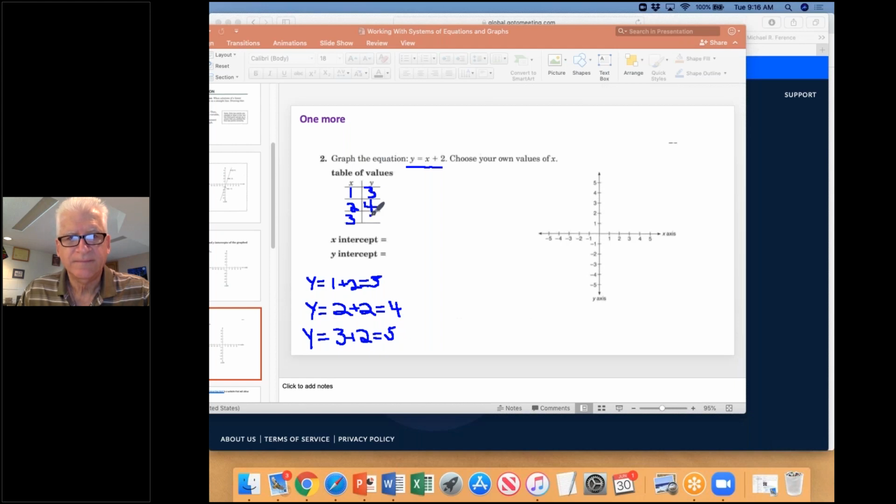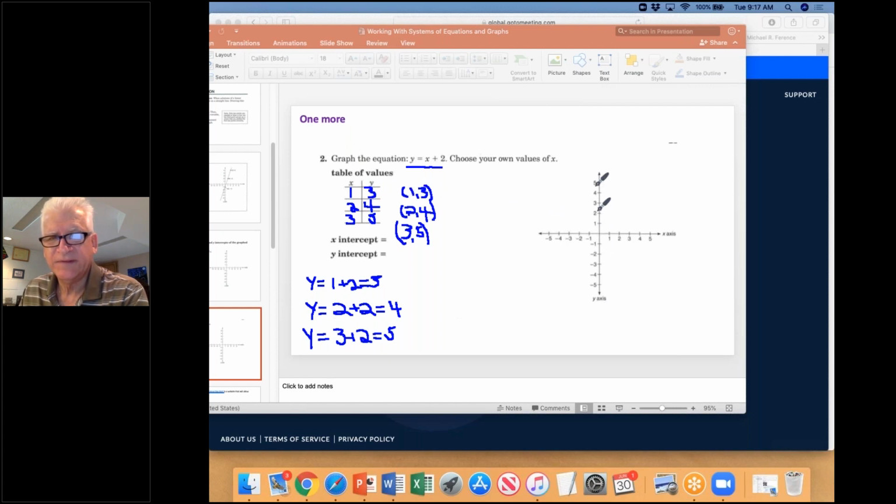Plug the 5 in here. Now you see I have 3 sets of ordered pairs, or points, for the plot: 1, 3, where 1 is the x value and 3 is the y value; 2, 4, where 2 is the x value and 4 is the y value; and 3, 5. So I simply move over to this graph and plot these 3 points.